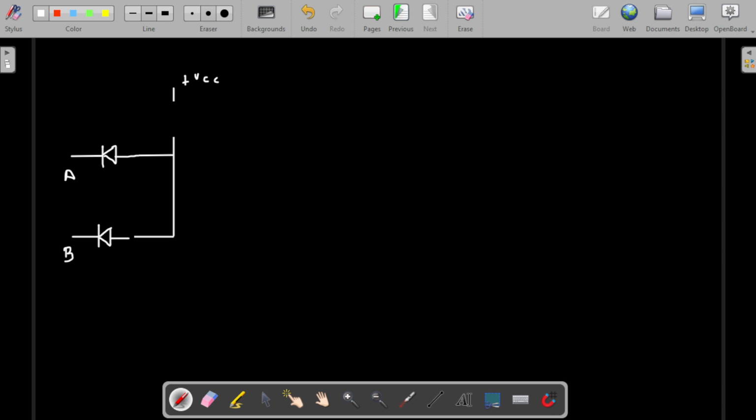Any logic gate can be built using any type of circuits: with diodes, with transistors, with CMOS, with NMOS, PMOS, or transistor logic, or resistor transistor logic, any kind of thing we can do. In this one, for your understanding, I have just created a circuit with normal diodes. This is the output Y. So let's take a truth table and find out how the function works.